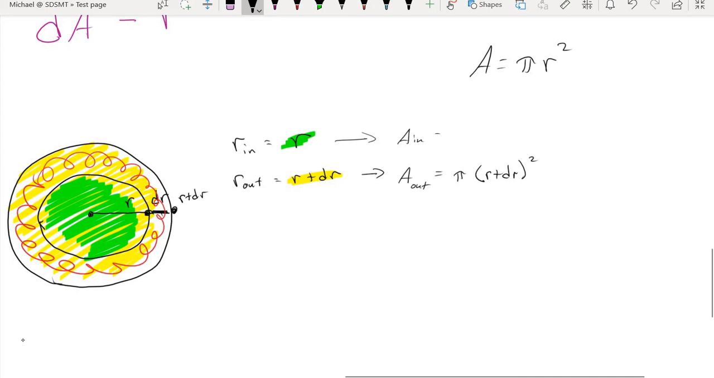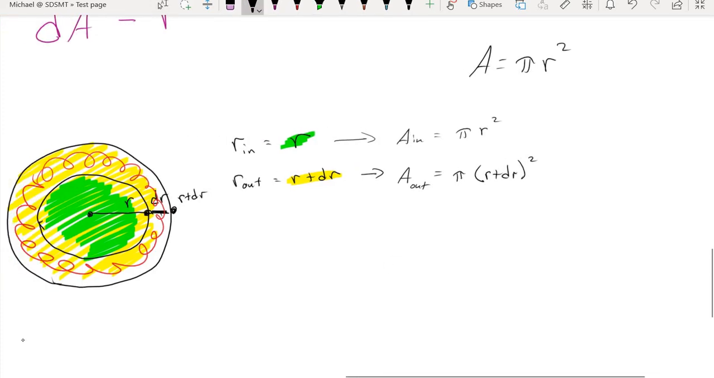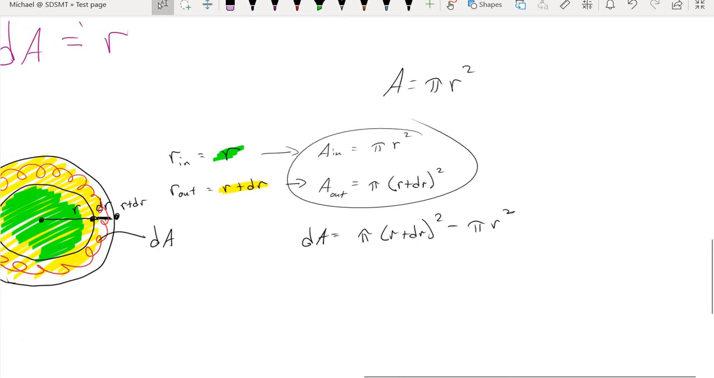For the inner area, we have pi, and that's just r squared. And so the area of the ring segment, which we've been calling dA, is going to be the difference in these two terms. So we have the outer minus the inner, and that's how we're going to describe our infinitesimal area for each one of these rings.